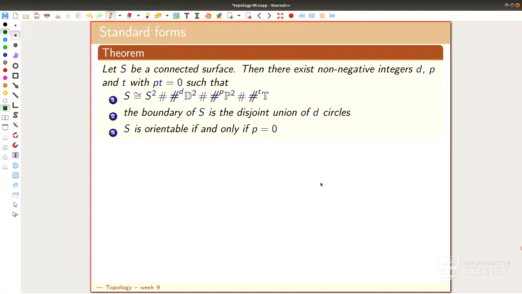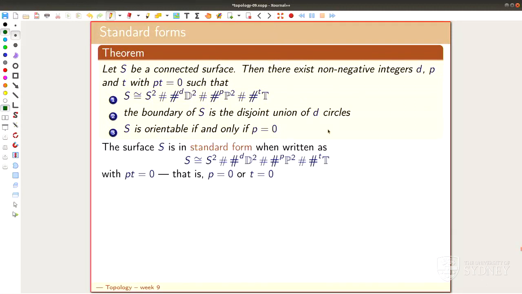Okay, and this is the form of the theorem that I like the most. It's stated slightly differently. The first stays the same, the second stays the same, but I exchange the last condition for one that looks a little bit nicer. It's orientable if and only if P is 0. Otherwise, it's just the same thing again, just rearranged a bit. And now comes something important.